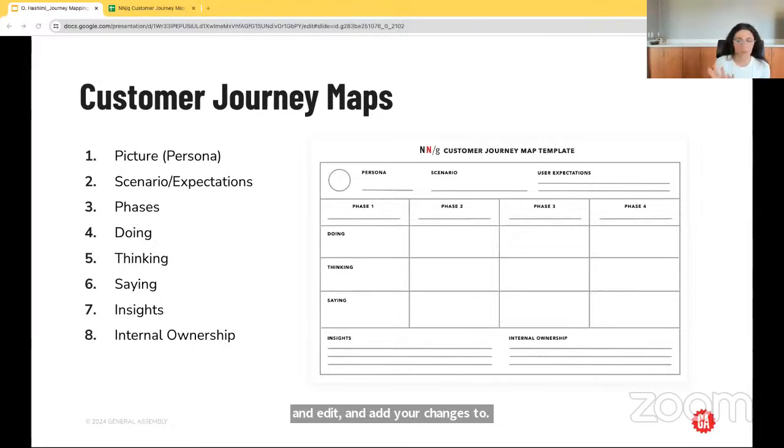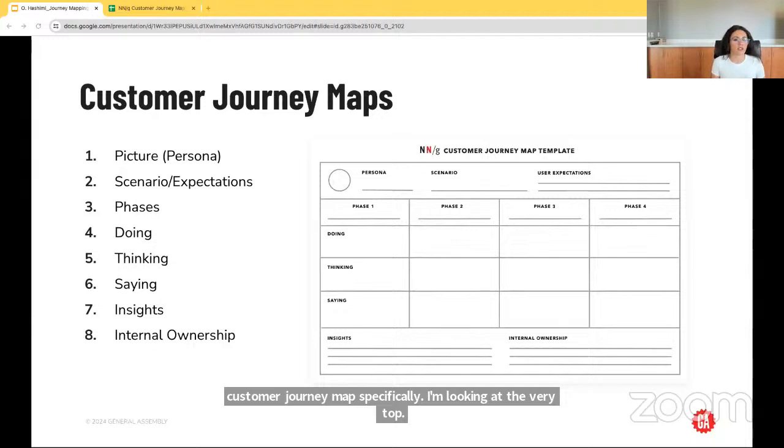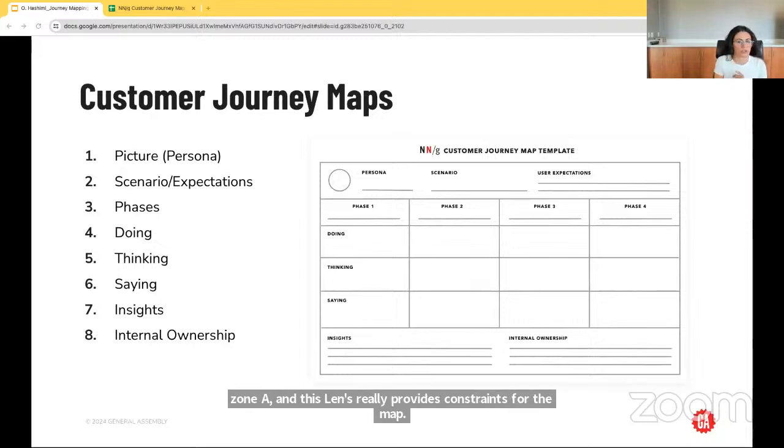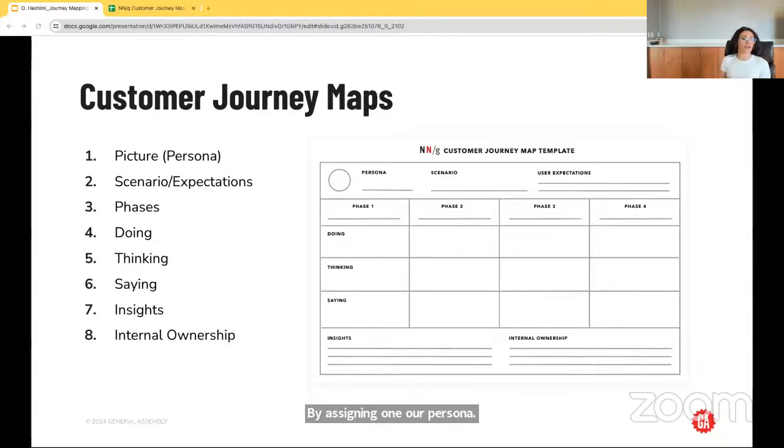First, let's quickly walk through this customer journey map specifically. I'm looking at the very top where we have persona, scenario, user expectation. We'll call this zone A, and this lens really provides constraints for the map by assigning one, our persona, so who, and two, the scenario to be examined. What exactly is being examined?